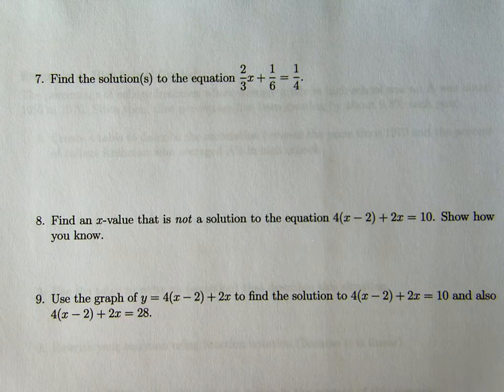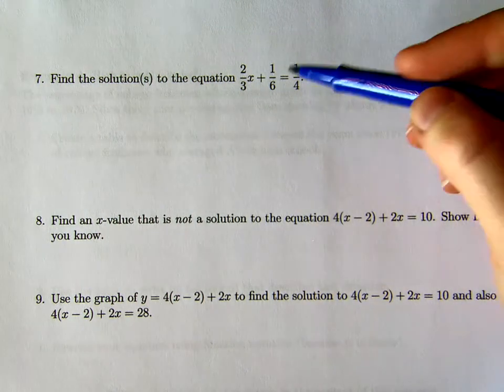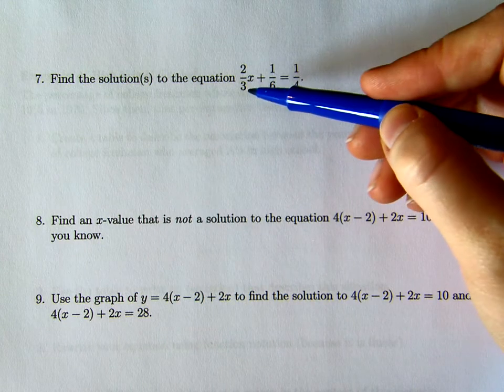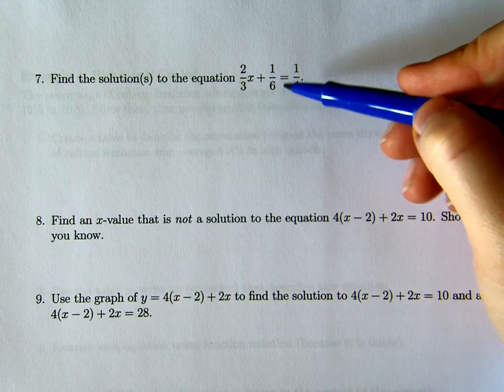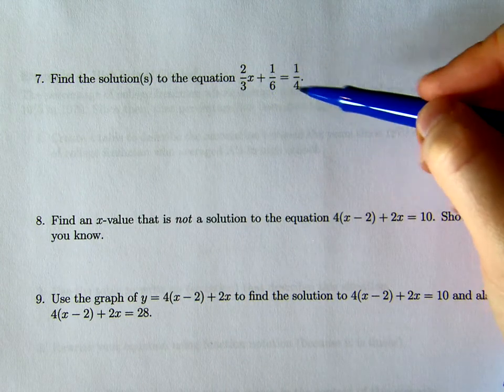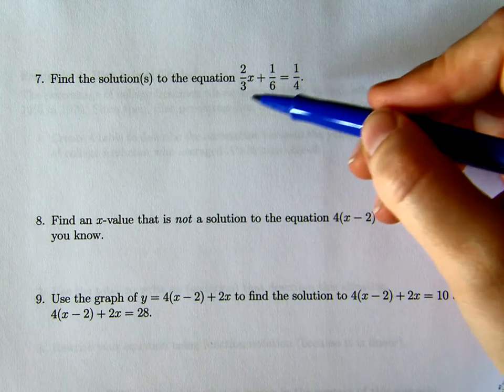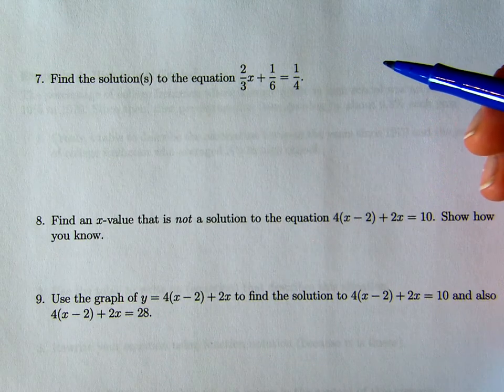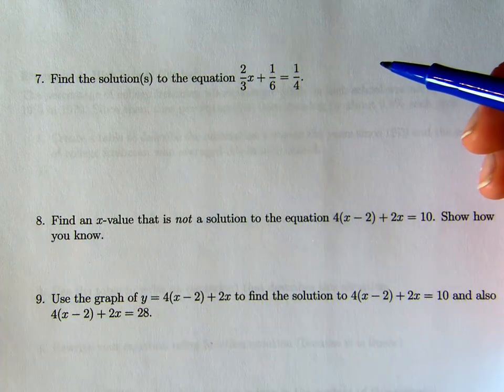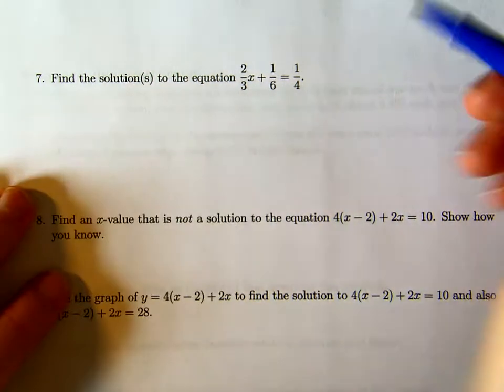Now, I am actually going to scale these all up. I'm going to scale them up by 12, because I know that 12 divided by 3 is 4, I know that 12 divided by 6 is 2, and I know that 12 divided by 4 is 3. So I'm going to scale all of these up and multiply them by 12. So here we go.